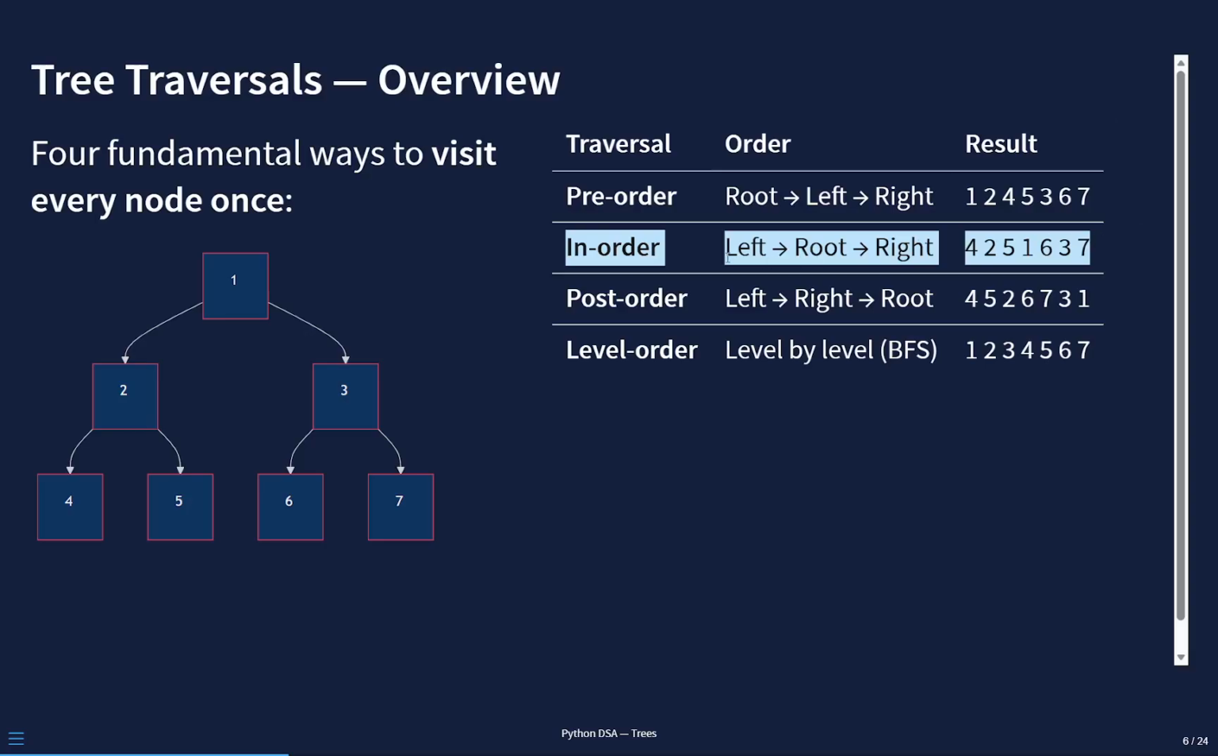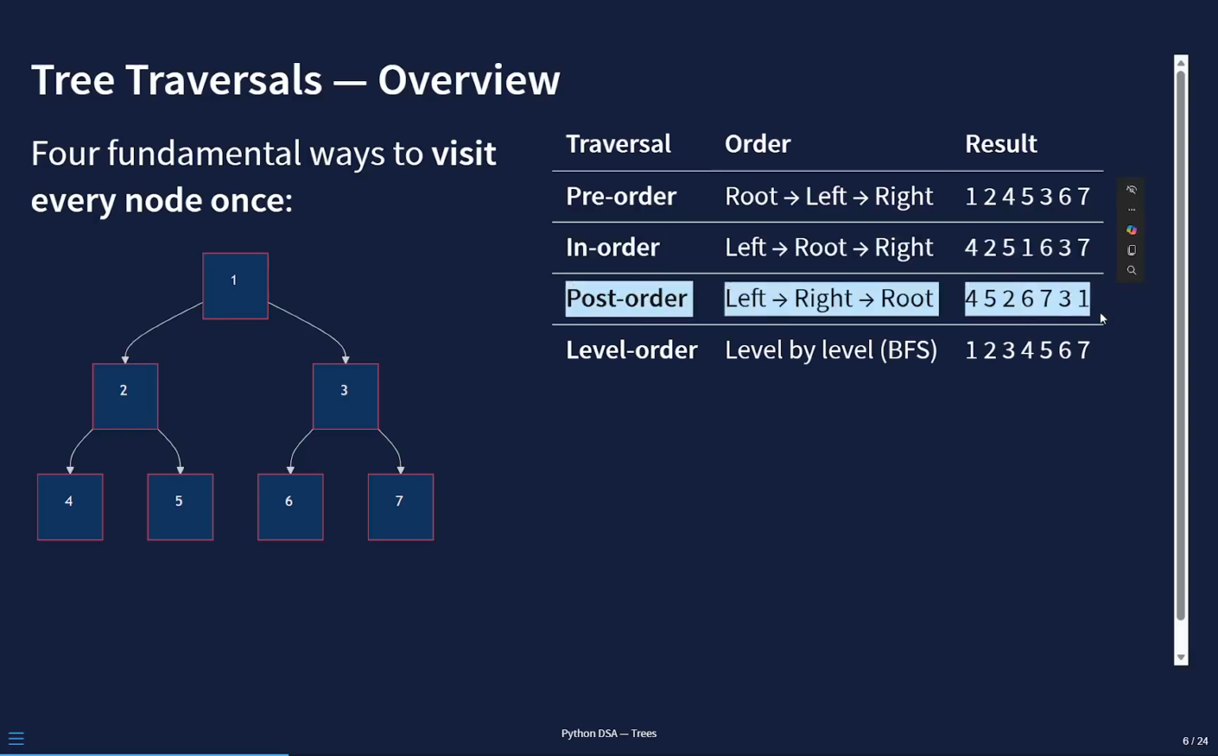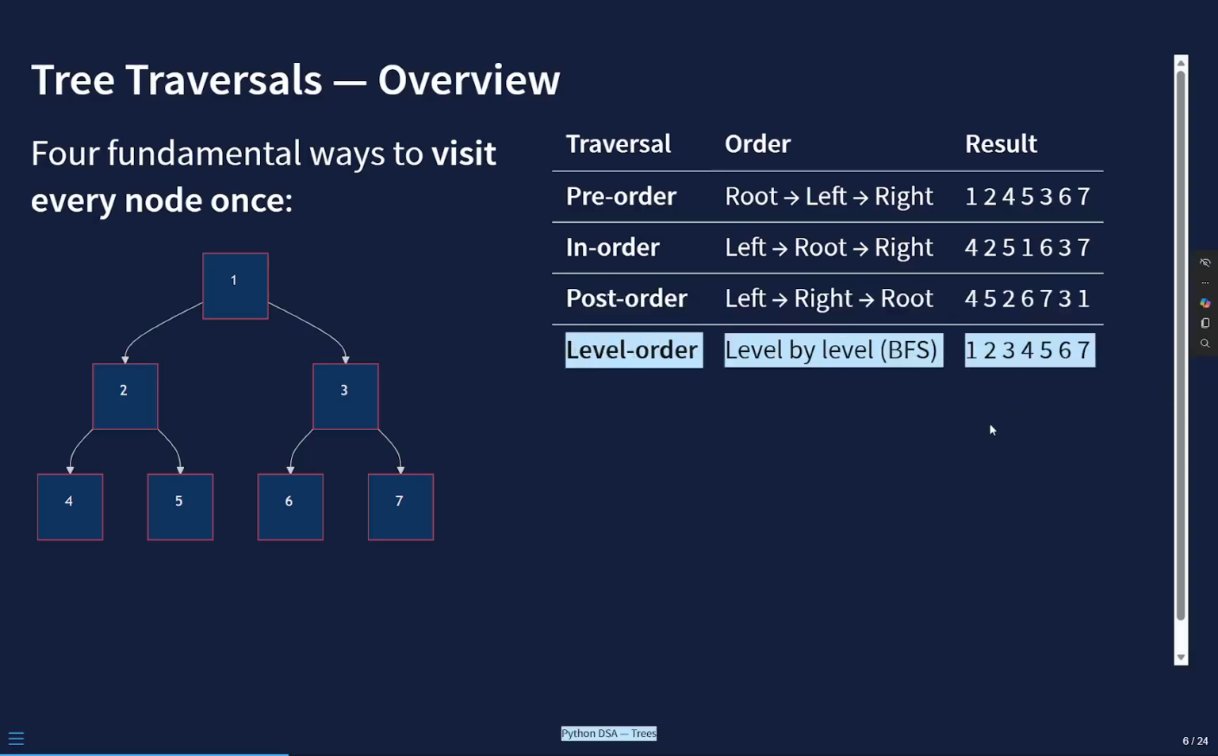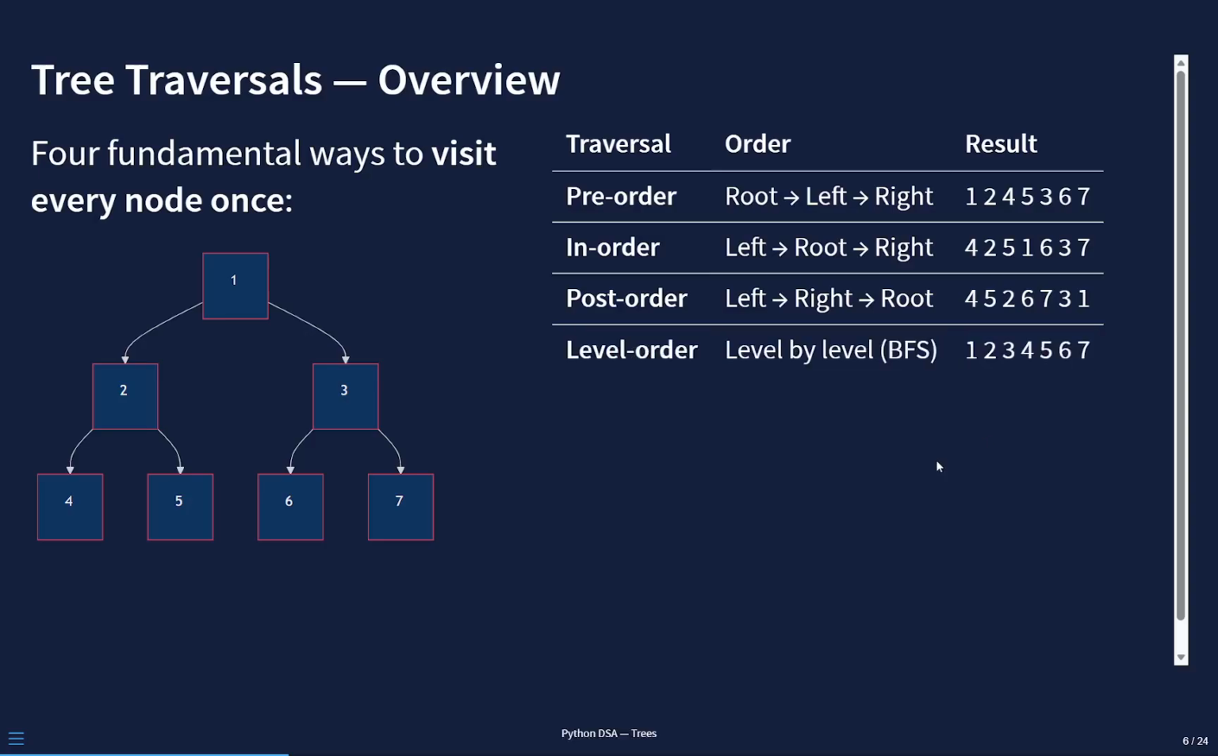In-order recurses left first, visits root in the middle, then recurses right. Result: 4, 2, 5, 1, 6, 3, 7. Root in the middle, in. Post-order recurses both subtrees first, visits root last. Result: 4, 5, 2, 6, 7, 3, 1. Root last, post. Level order visits nodes level by level using BFS. Result: 1, 2, 3, 4, 5, 6, 7.